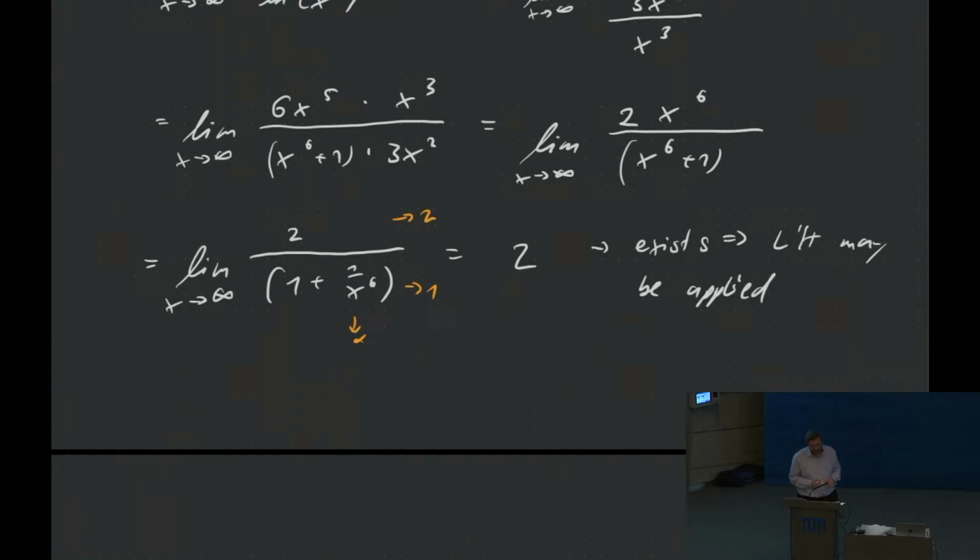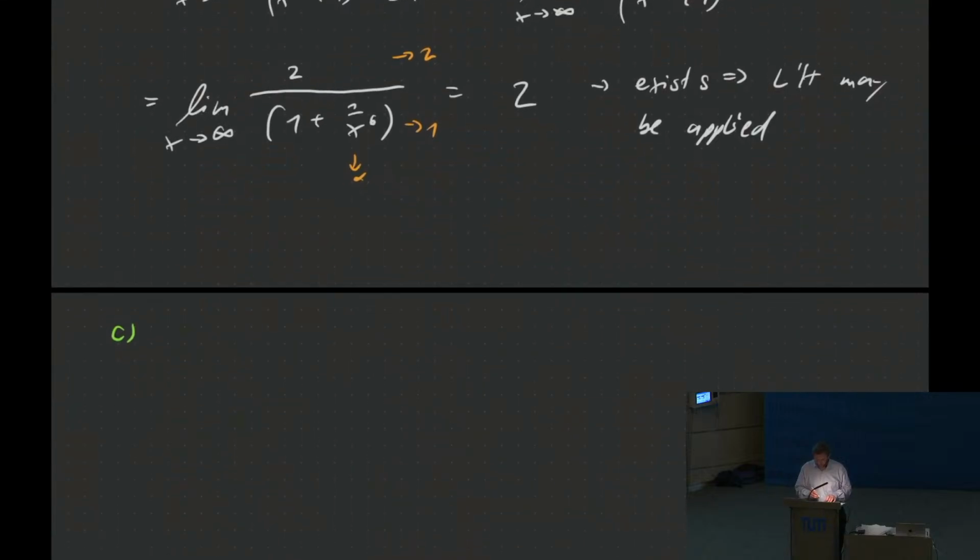So maybe let's see what we can say about that, actually. C. Let me write down the expression once again. We want the limit as x tends to 1 of the sine of pi x times ln of the absolute value of x minus 1.